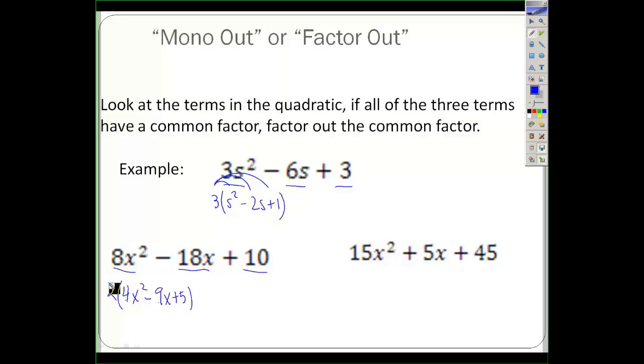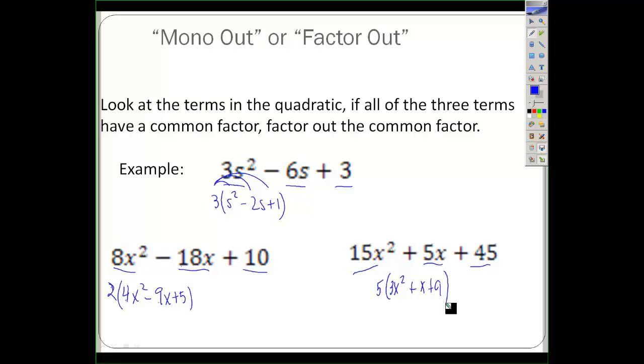Now let's just check to see if I did it right here. 2 times 4x squared is 8x squared. 2 times negative 9x is negative 18x, and 2 times 5 is 10. So I know I factored it correctly, and I'm going to call this the mono out rule, or the factor out rule. Okay, and finally I noticed that 15, 5, and 45 all have a 5 in common. So if I take a 5 out, that leaves me with 3x squared plus x plus 9.